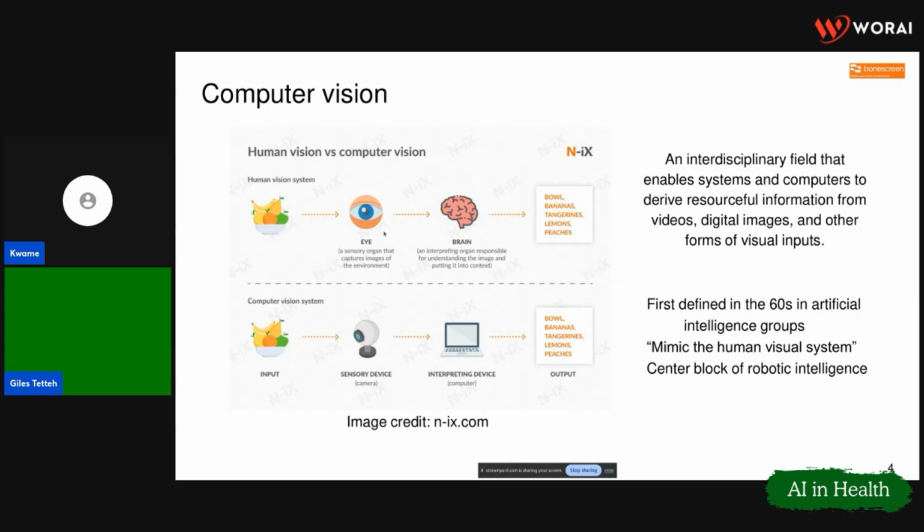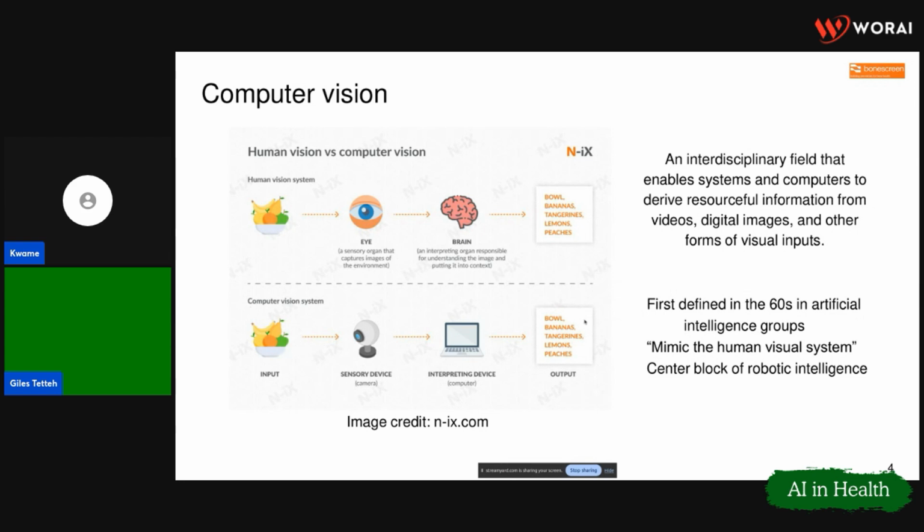If you look at human beings, the vision process involves two main organs: the sensory organ, which is the eye, and the one which processes the information, which is the brain. So if you look at the depiction here, you see that the eye takes the data, sends it to the brain, and then the brain processes it.